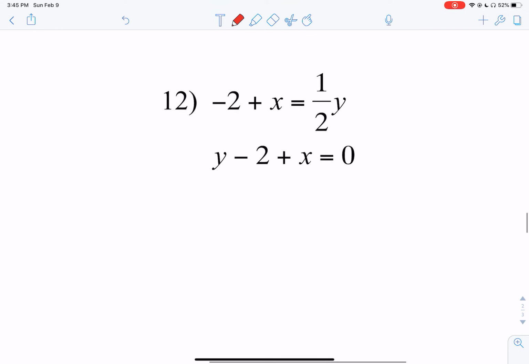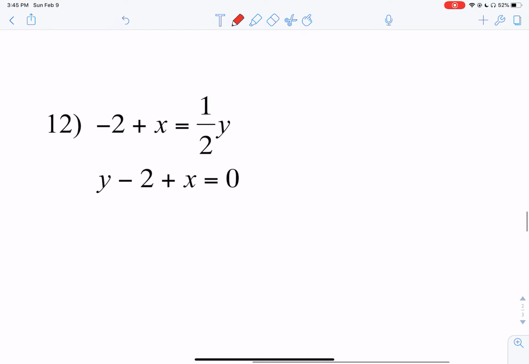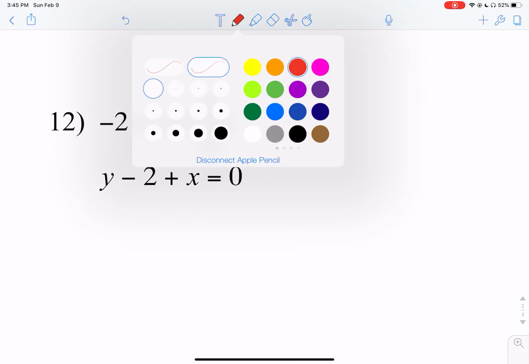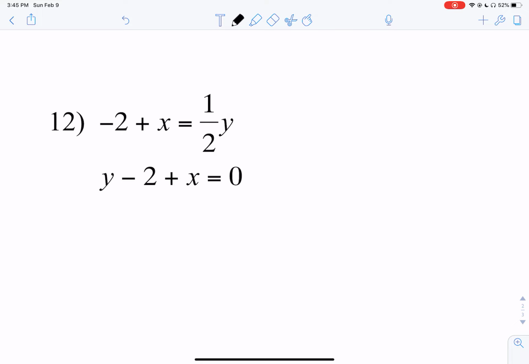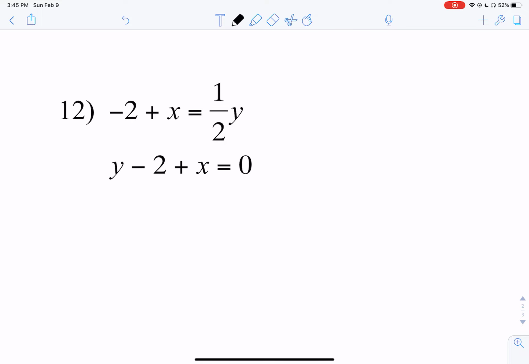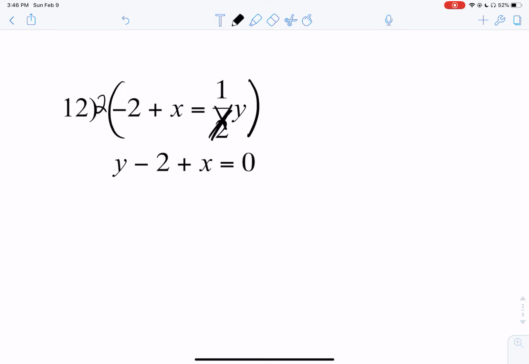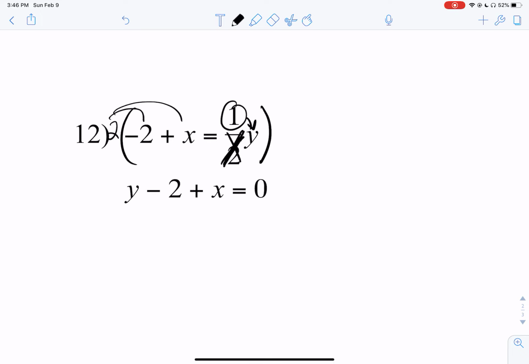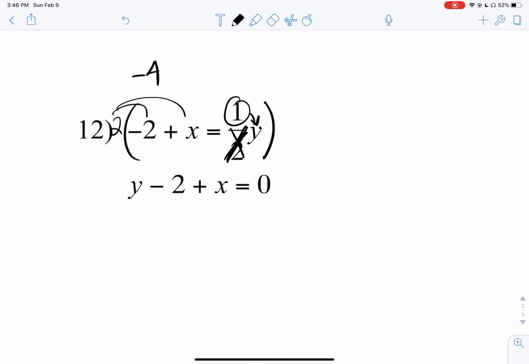And finally, for the last one, before I do anything else, I'm going to get rid of that fraction. Since the denominator is 2, I'm going to multiply everything by 2. That would get rid of that, leaving you only with 1y. But everything also has to be multiplied by 2. So we end up with negative 4 plus 2x is equal to 1y.